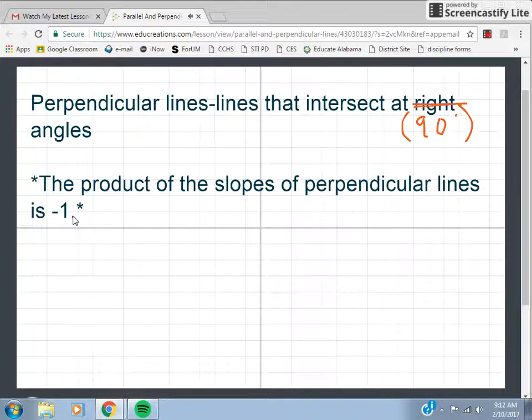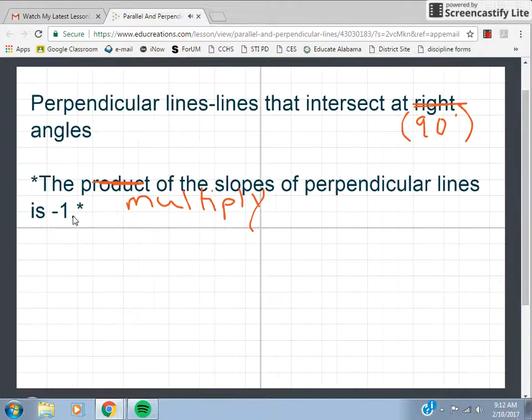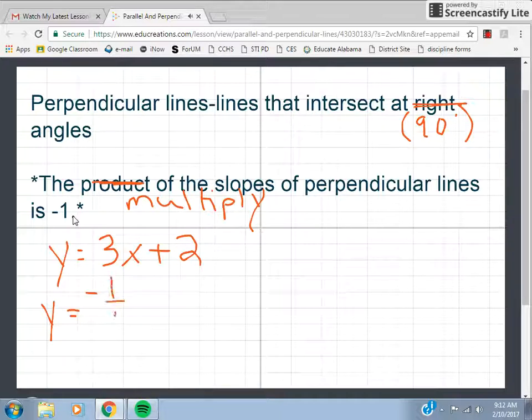And there is also a relationship between the slopes of perpendicular lines. The product of slopes of perpendicular lines is equal to negative 1. And remember that product means multiply. So let's pull the equations from this last slide. So y equals 3x plus 2. And then y equals negative 1/3 x minus 3.